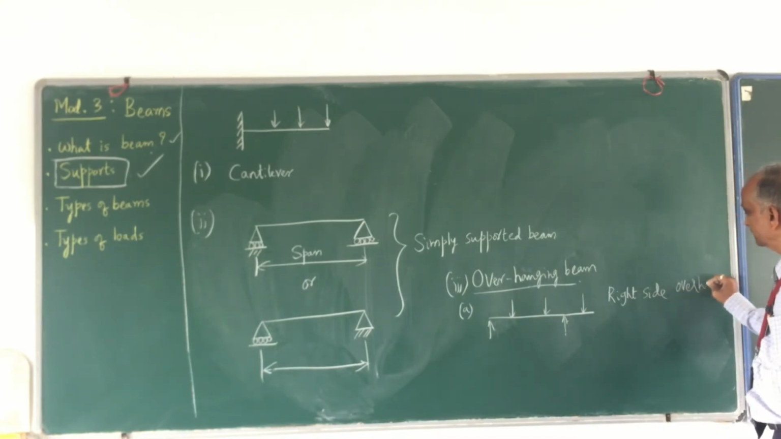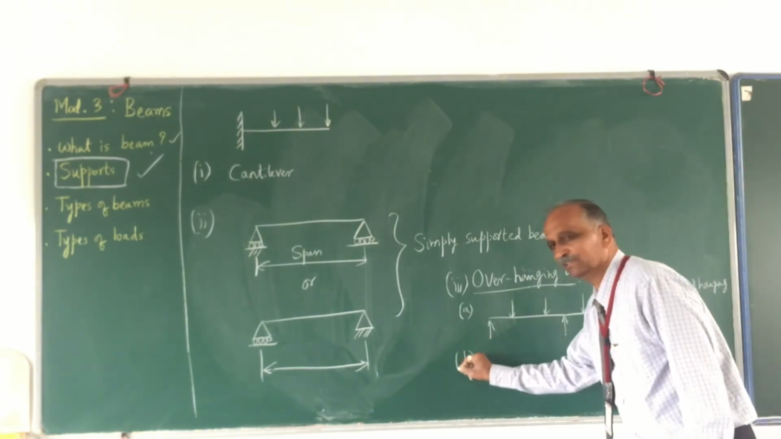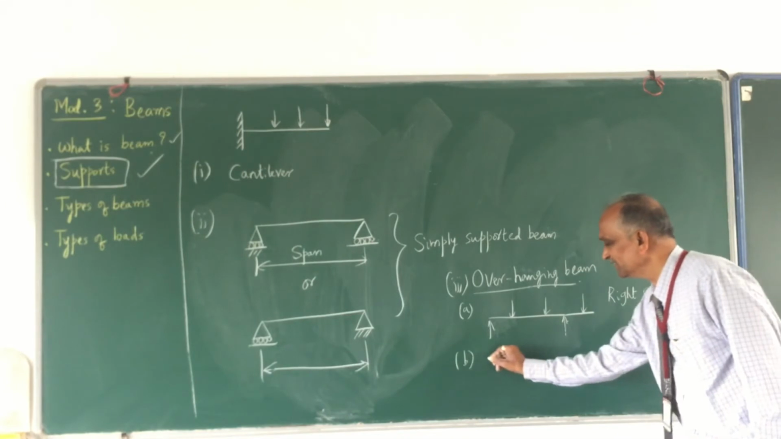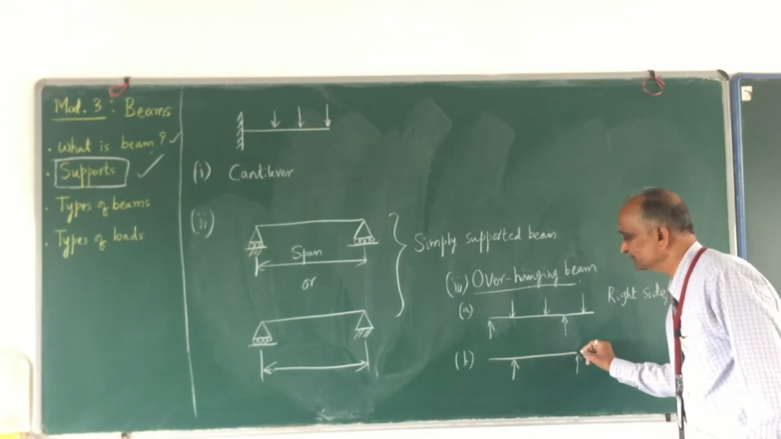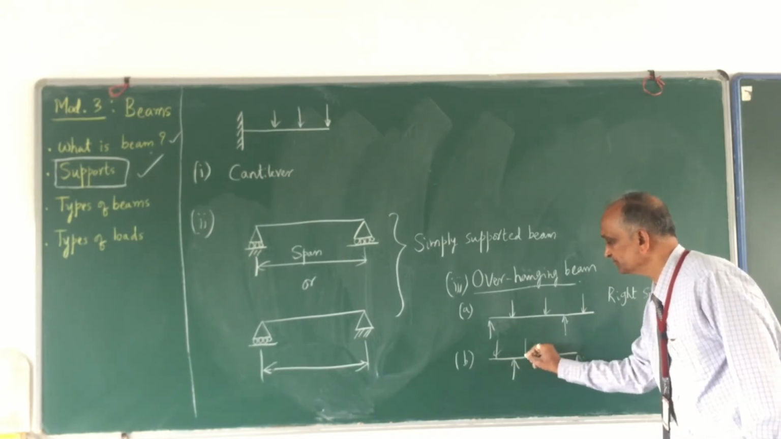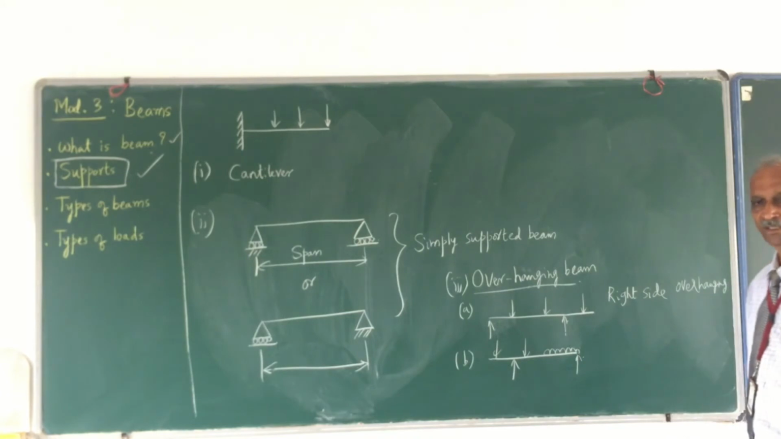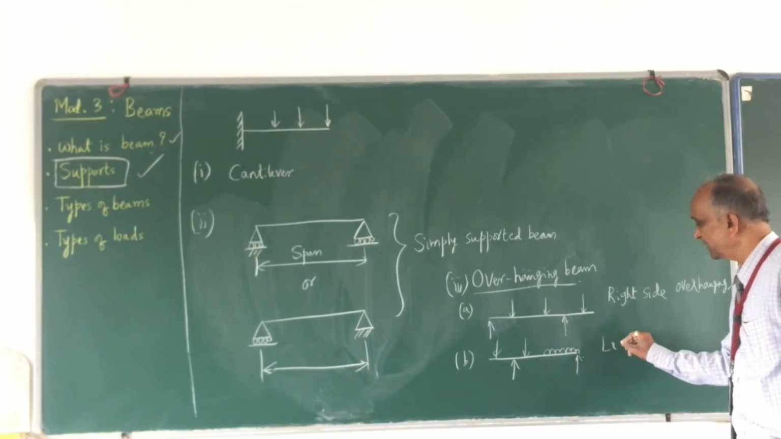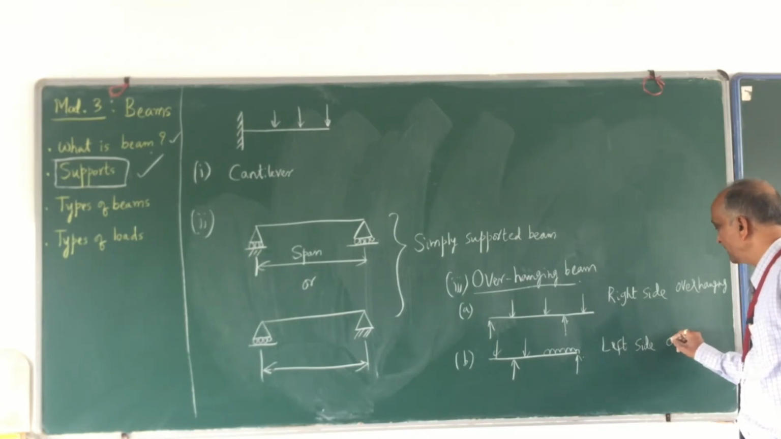Overhanging. Can you have a beam of a similar type, left hand side overhanging? Yes, something like this. You have a beam here and here. These are the different loads. This is called left side overhanging.